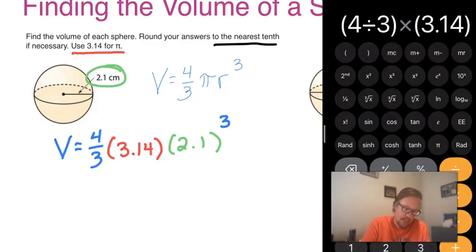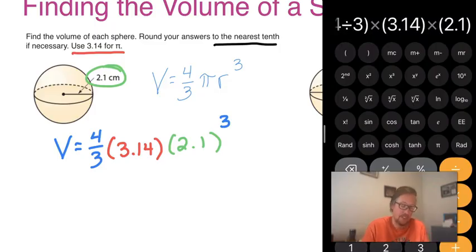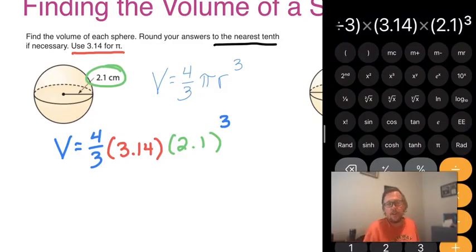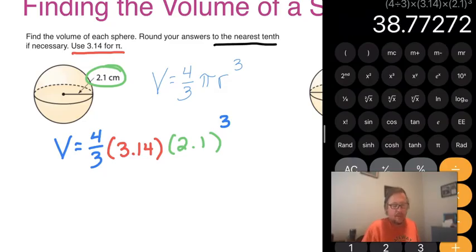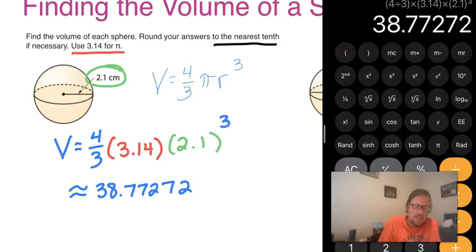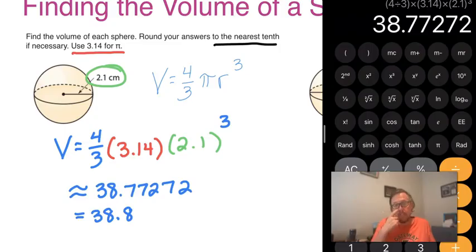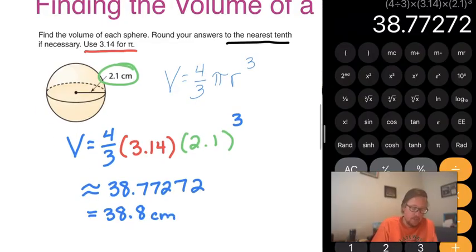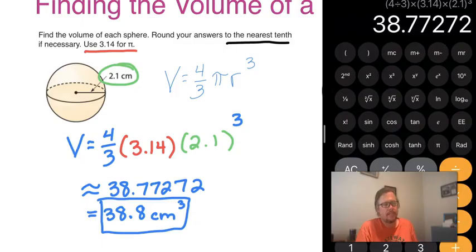Times 3.14 for pi, and then times 2.1, and then this time we're not going to square it. We're going to raise it to the third power. It's 2.1 cubed, so make sure you get that third for the exponent there. And we come out with 38.77272, which is not my favorite number. Whoops, definitely don't want to write my answer in highlighter. 38.77272, but the problem does say round to the nearest tenth, so 38.77 is going to round to 38.8. The unit that we're measuring with here is centimeters, and because this is volume, it is going to be cubic centimeters, and there's our answer, 38.8 cubic centimeters.